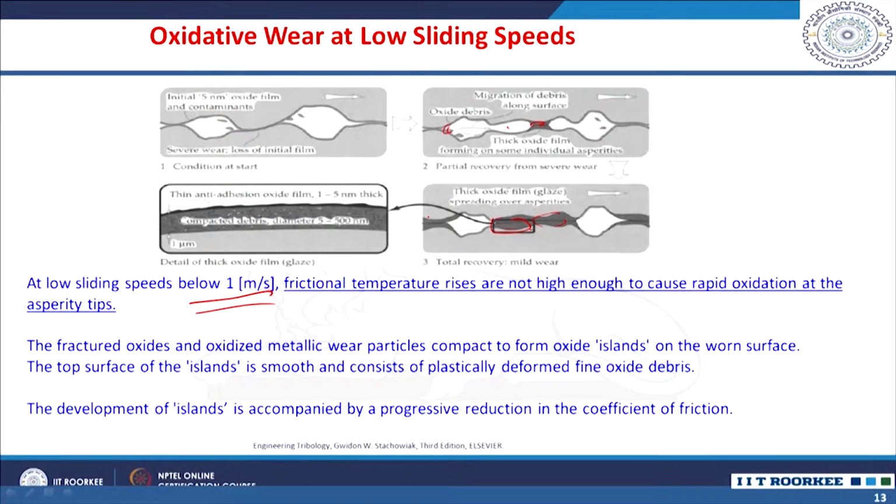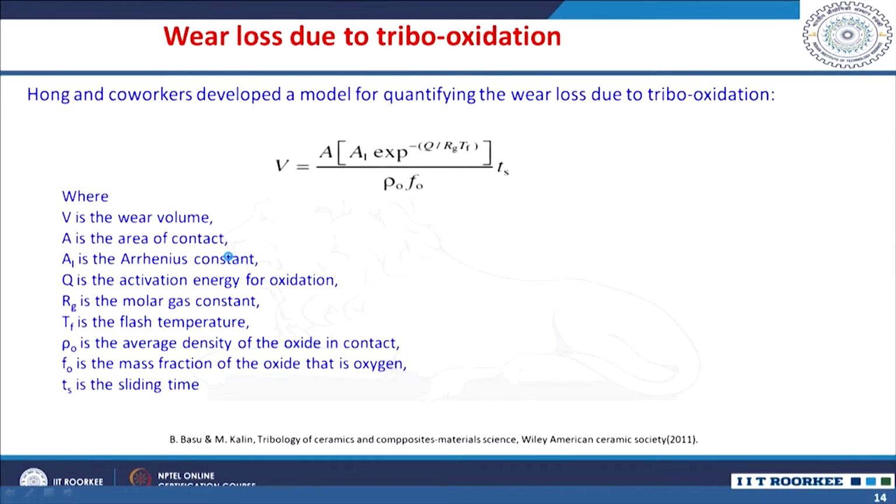The top surface of these islands is smooth, and consists of plastically deformed fine oxide debris. Development of such islands is accompanied by a progressive reduction in the friction coefficient. So, you will have compacted debris forming a layer which is plastically deformed. Development of such islands is accompanied by the progressive reduction in the friction coefficient at low sliding speeds.